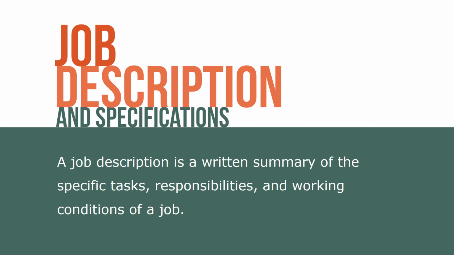Before managers can effectively manage employee competencies, attitudes, and behaviors, they need to have a clear understanding of job tasks and specifications. A job description is a written summary of the specific tasks, responsibilities, and working conditions of the job. A clear job description with job specifications is critical for effectively managing employee competencies and behaviors.